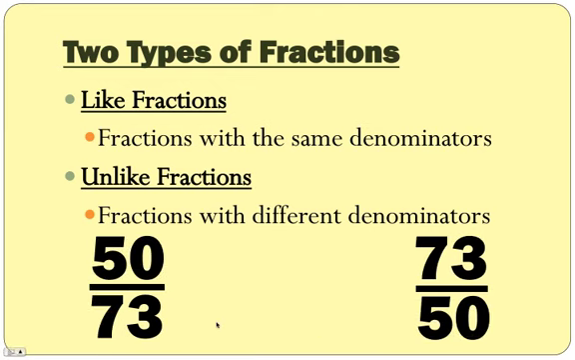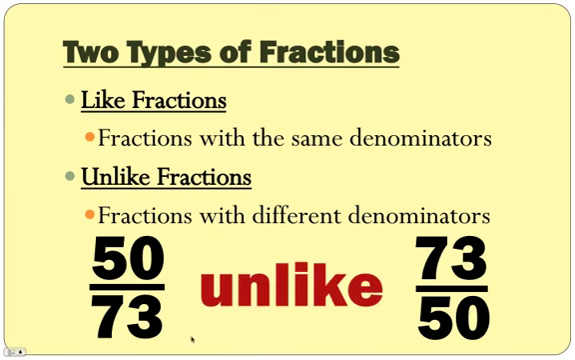And how about this one? It's a little bit tricky, but it's the same exact principle that applies. Do you think these are like or unlike? These two fractions are unlike. Don't get fooled by the fact that they contain the same numbers. The denominator here is 73, but the denominator here is 50.